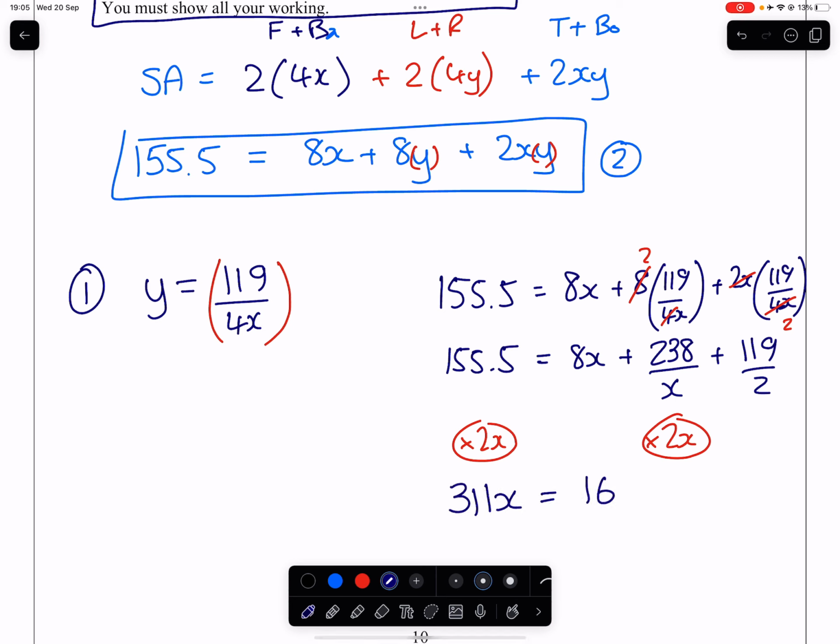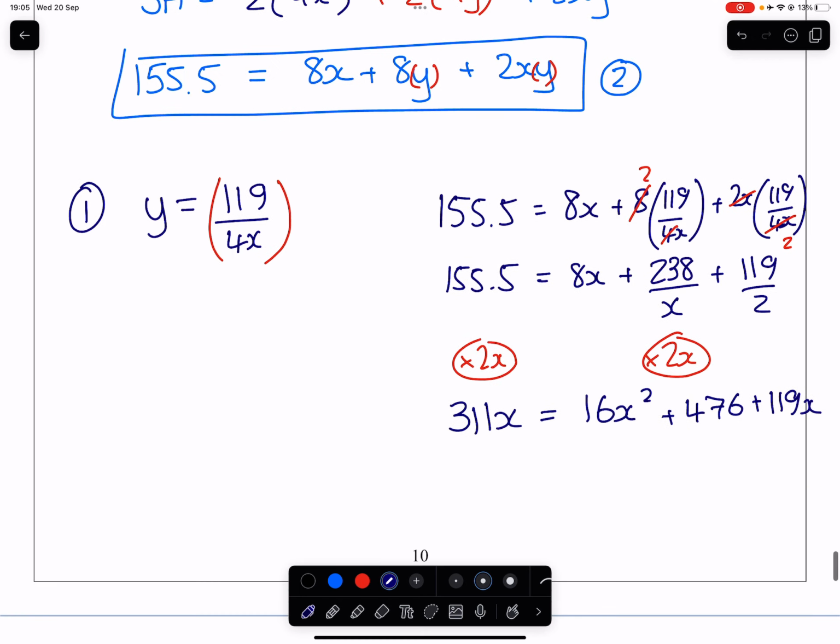We're then going to have a 16x squared. We're then going to have a 476. And lastly, we're going to have a plus 119x. This is a quadratic that we can solve now. I want the 0 on the left because we have a positive 16x squared here. Don't want it to go anywhere. We have 119x, take away 311x. It's going to give us a negative 192x plus 476.